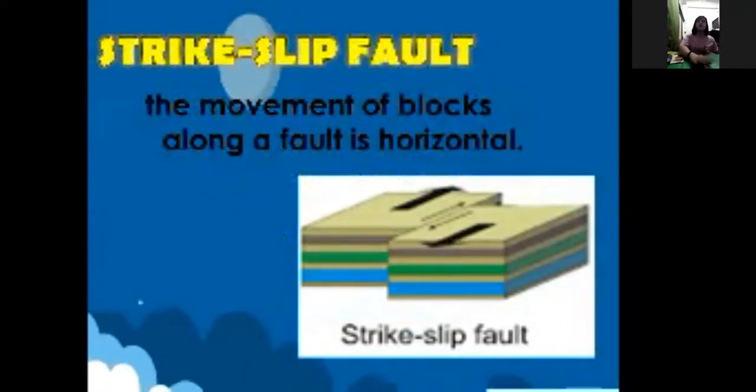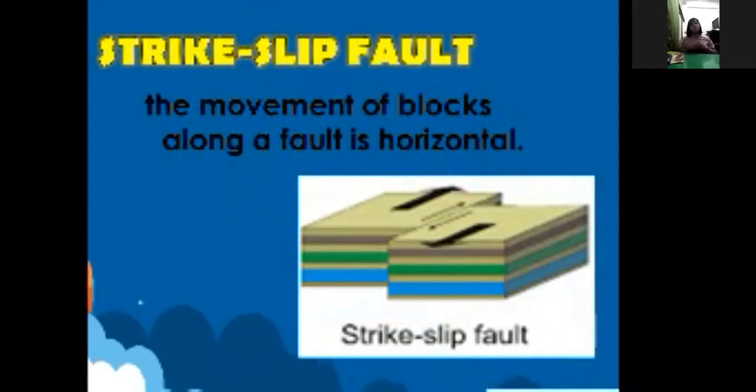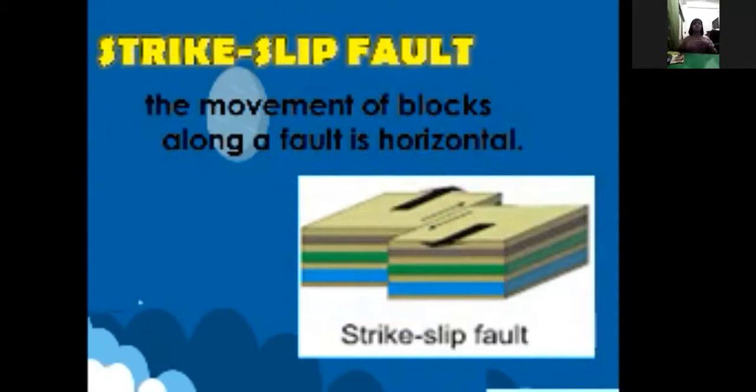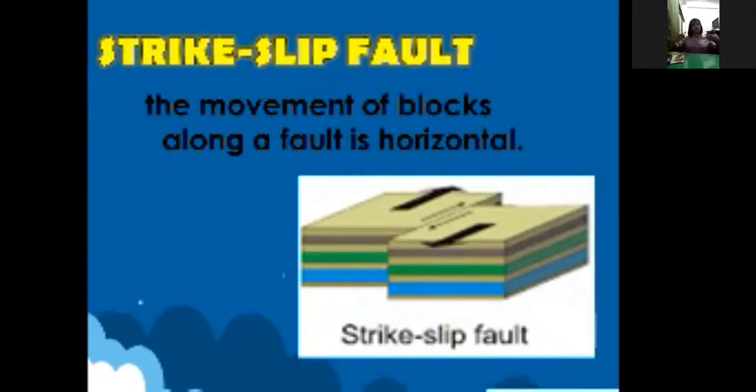Next, we also have a strike slip fault. What does it mean? The movement of blocks along a fault is horizontal. When we say horizontal, it's like that or like that, depending on where you are looking from. So that is strike slip fault. The movement of the blocks is horizontal, like that or like that. There's no going down or going up, it's just horizontal.